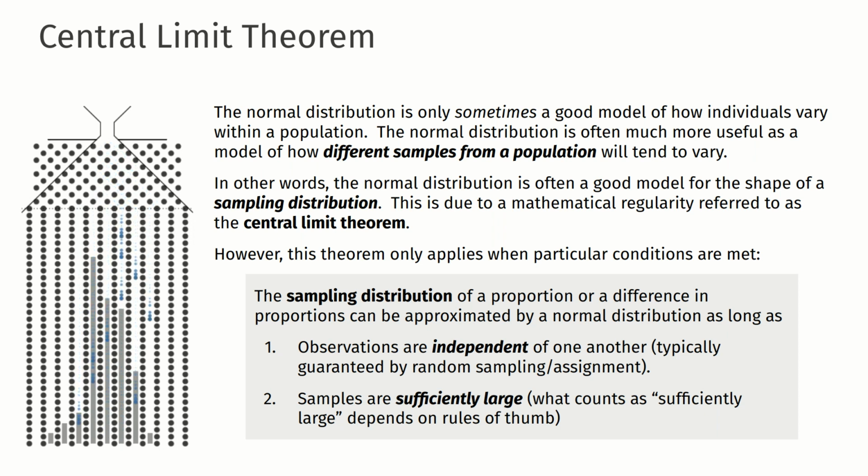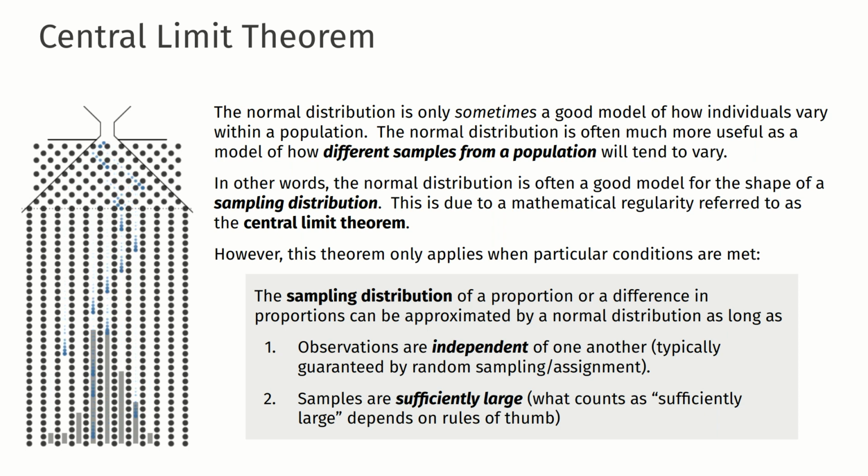By independent of one another, I mean that one observation can't influence another. And something like that might happen if, for example, you were conducting a survey and one respondent was able to tell another respondent how they should respond. So that would mean that their two responses were no longer independent of one another. They would be correlated, they would be dependent on one another.